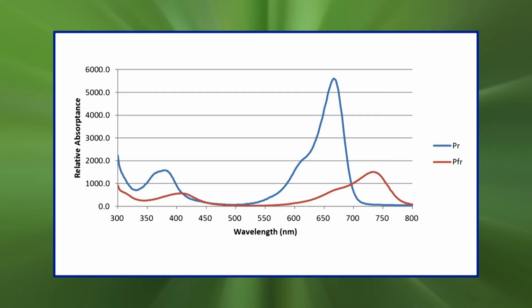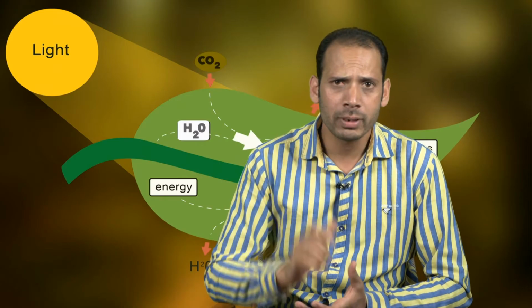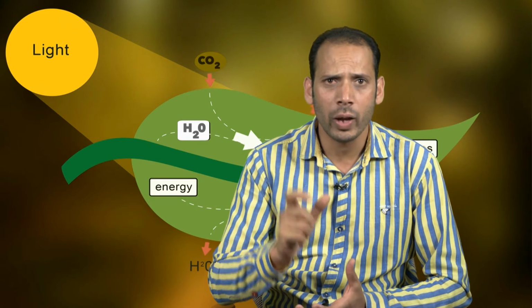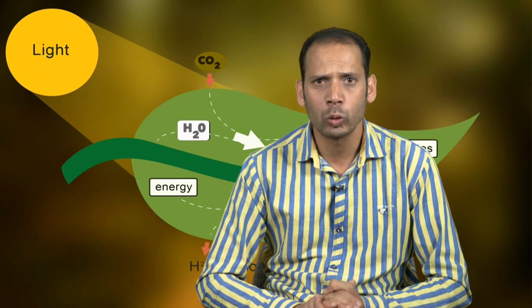Phytochrome pigment is found to be present in two photoreversible forms, that is red light absorbing form at 660 nanometer, designated PR form, and number 2 is far red light absorbing form which absorbs at 730 nanometer, designated as PFR form. The PFR form absorbs far red light and is converted to PR, an inactive form. After absorption of red light, PR form is converted to active PFR form, while PFR form absorbs in the far red spectrum and is converted back to inactive form, that is PR. This is termed as photoreversibility.